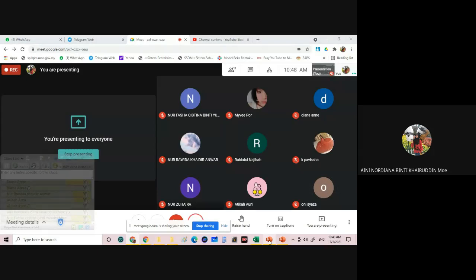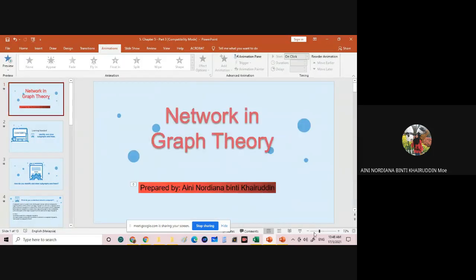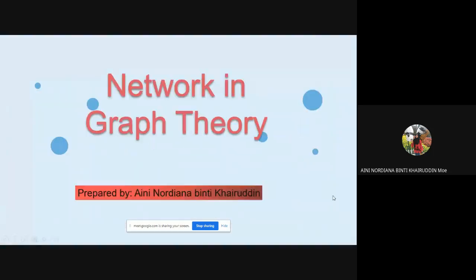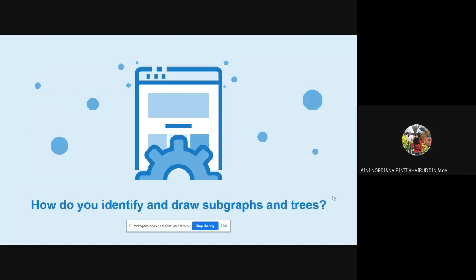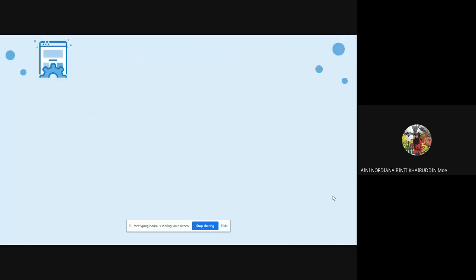Subtopik baru kita, ini dia. Okay, our learning standard for today's lesson: identify and draw subgraph and trees. Apa pula ni subgraph, trees pula ni? Okay, how do you identify and draw subgraph and trees? Maksudnya kita nak identify and nak draw.